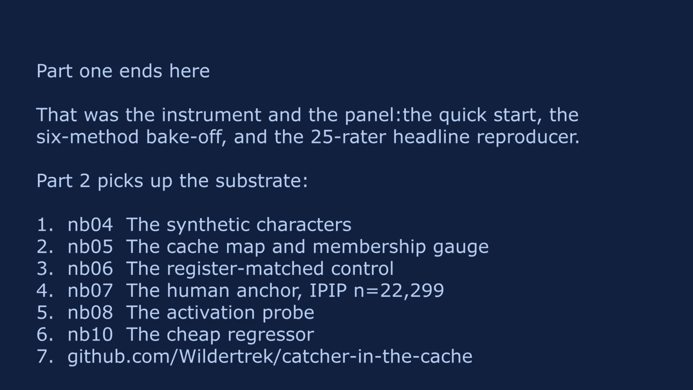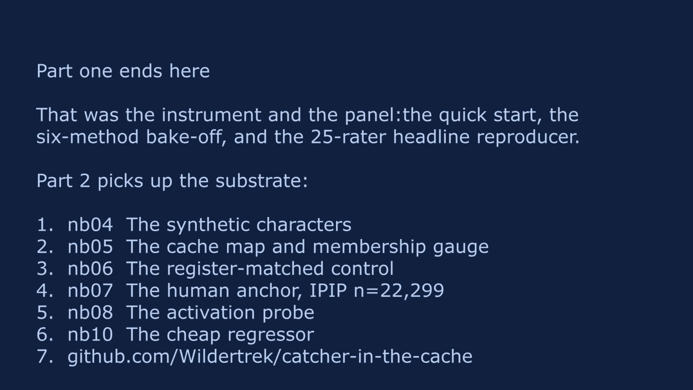That is part 1. You have seen the instrument built and checked. 6 scoring methods across 75 works and 562 characters, and the 25 rater panel that carries the headline, rebuilt from committed data at $0. Part 2 is where it gets tested.